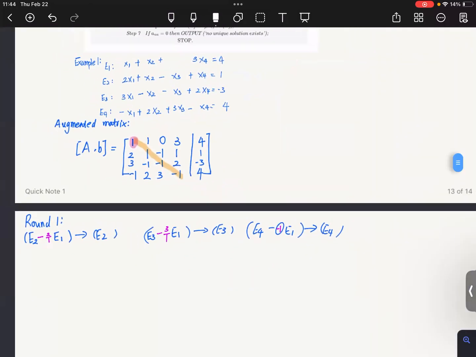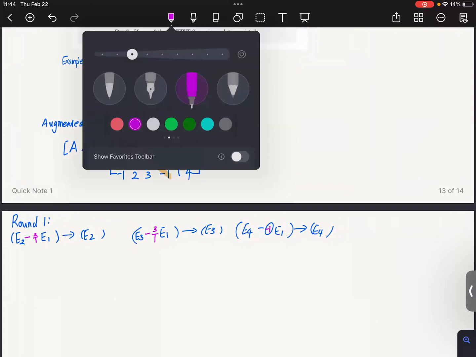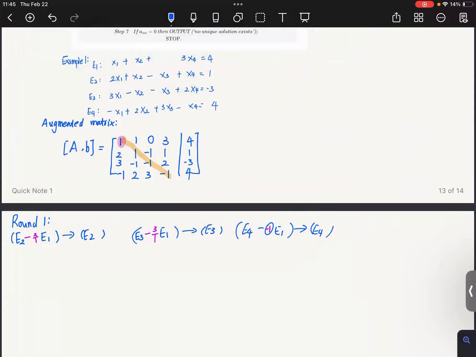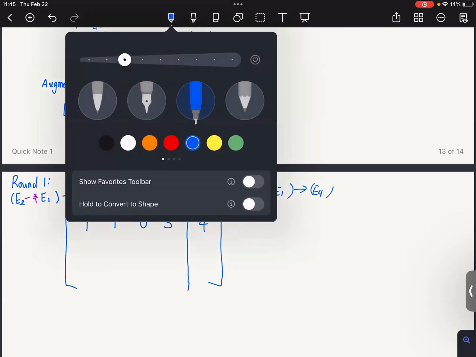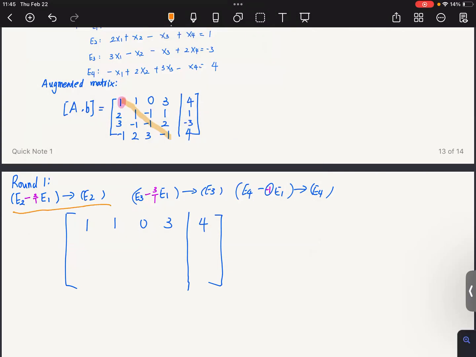Next, we are going to perform all these row computations here. You will see I'm not going to change row 1, so I'm just going to copy and paste row 1 and write it down here. This is a split line, and on the right hand side is the B vector. So the first row is 1, 1, 0, 3, and then 4. For the second row, I'm going to use row 2 subtract 2 times row 1.